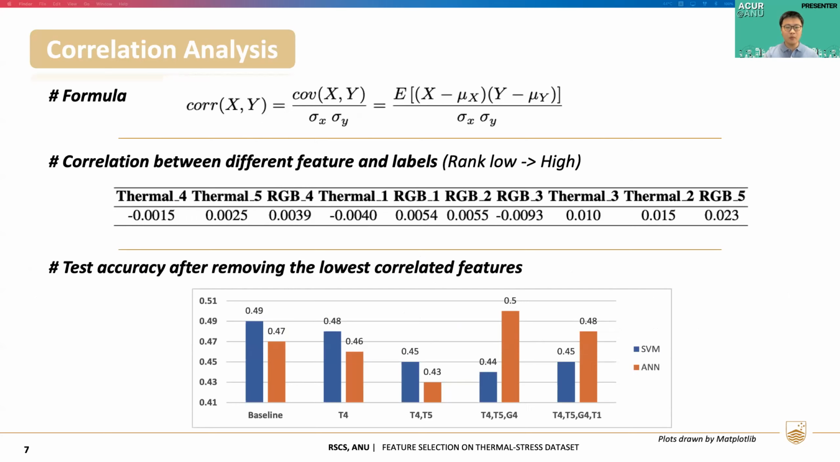We run the experiment and also run the algorithm between each feature and the label and list the result in the table. There are 4 attributes lower than 0.005, which are thermal feature 4, thermal feature 5, RGB feature 4, and thermal feature 1. After we remove these low correlative features, we find that it contributes little to the performance improvement.